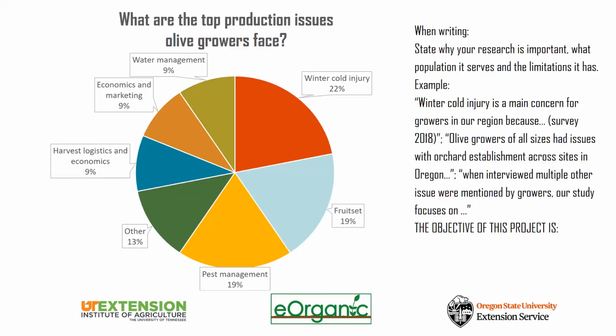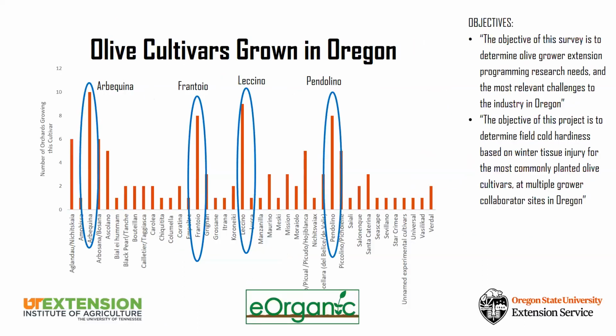Now, let's go right into the objectives part. This is a figure of the main cultivars that are grown here currently in the state. And there were these 4 cultivars. The ones that end in O are Tuscan varieties from the northern part of Italy, while Arbequina is a Spanish cultivar. So one of the concerns is, well, we're growing all these cultivars, how cold sensitive are they? I'm going to give you 2 examples of the objectives.